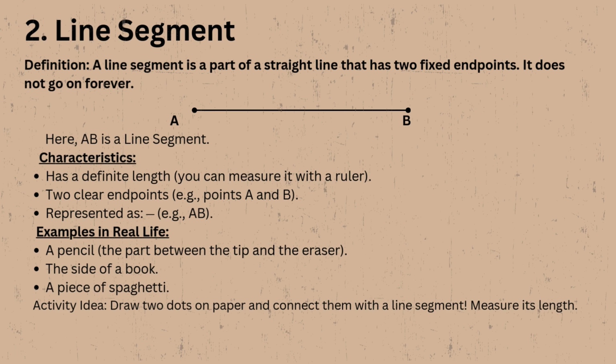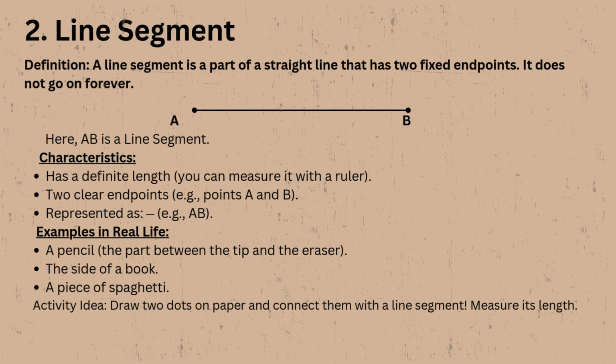The characteristic of a line segment is it has endpoints. You can measure it with a ruler because you are drawing it, right? In real life, you can think of the length between your pencil tip and the eraser portion as a line segment. One side of your book is a line segment as well. Even a piece of spaghetti can be considered a line segment because you can easily identify the starting and ending points, right?